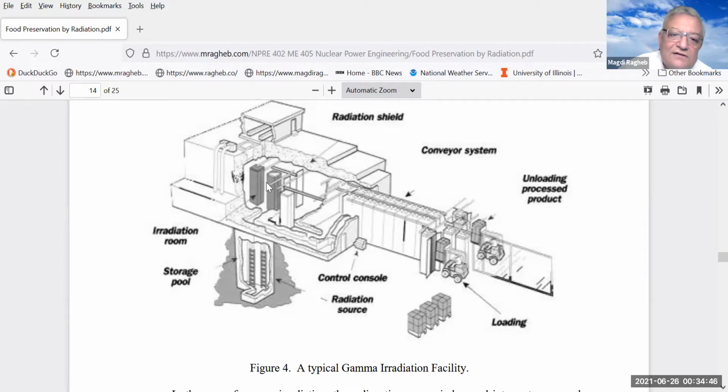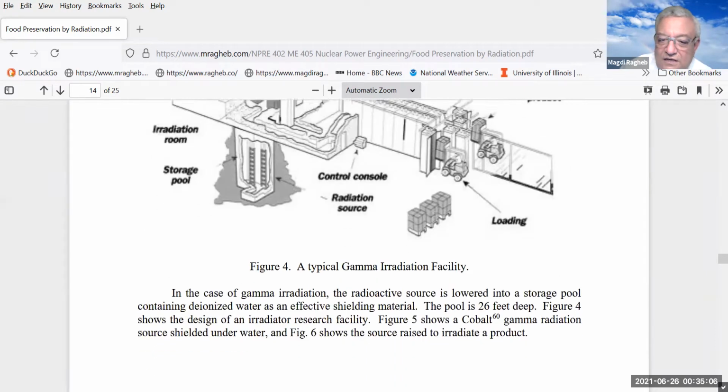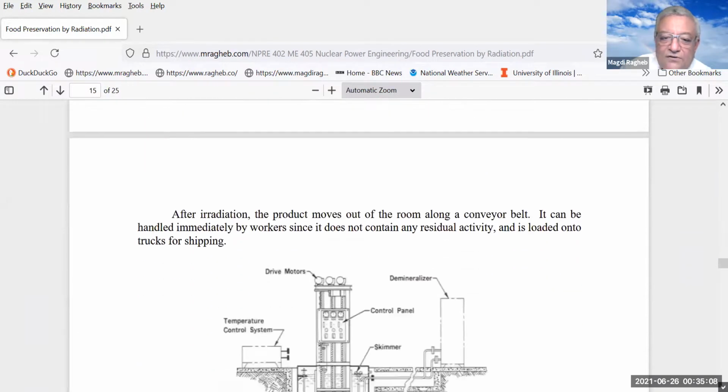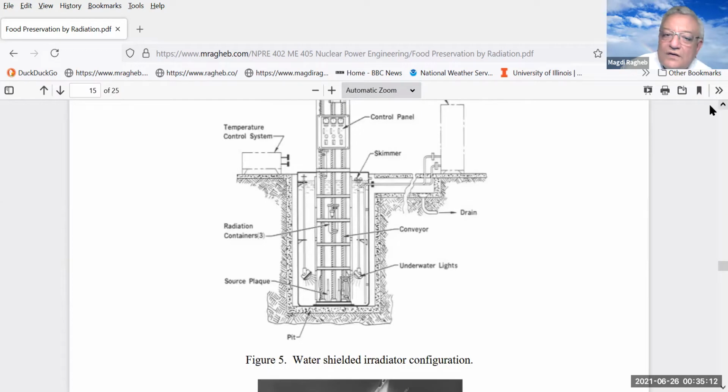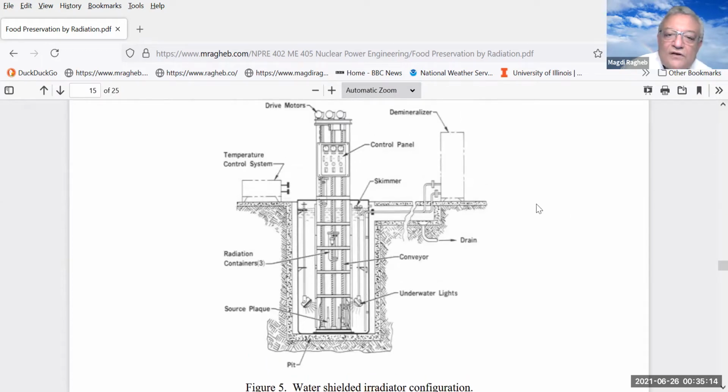So you raise the radioactive substances here. The containers of the boxes of food supply or medical product go in between the gamma radiation and exit on another conveyor belt here, and you unload it without really any human touching it in general. This technology has been used and developed by the military to a great extent in the meals ready to eat that the military use in the field.